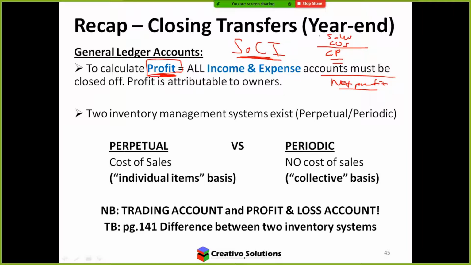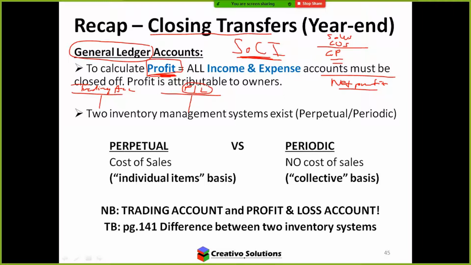So if I'm representing information in a particular format, the layout, the format, the disclosure, it needs to be like that. But when you look at closing transfers, you don't use the format, you use the ledger accounts, you use those T accounts. And that's why you have the trading account and the profit and loss. These two accounts are important, but this one is more important.